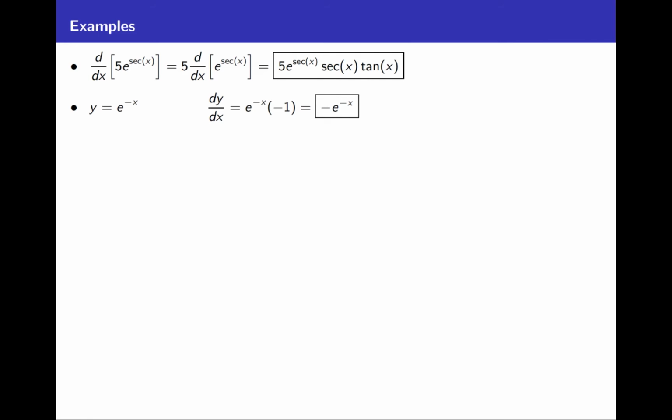So be careful there. Sometimes it's easy to slip up and you're working so fast, you just say the derivative is going to be e to the power of minus x. That's not quite right. You have to use the chain rule here, or the generalized exponential rule.